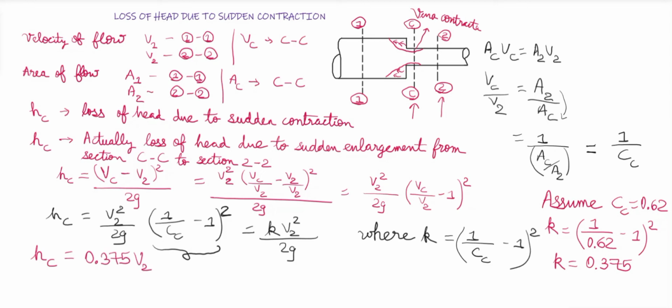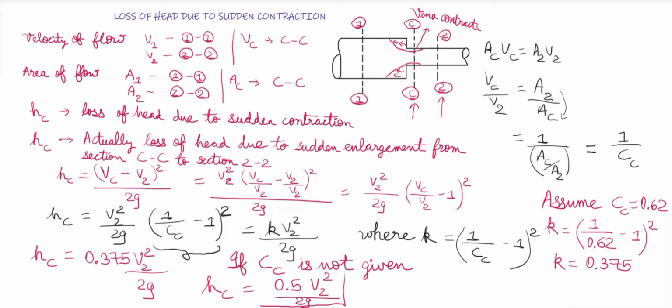Now, suppose we don't have the value of CC, then the loss of head due to sudden contraction we will take as HC is equal to 0.5 V2 square by 2g. This is the equation for loss of head due to sudden contraction that you need to remember. HC is equal to 0.5 V2 square upon 2g. This way you can derive the equation for loss of head due to sudden contraction. Thank you.